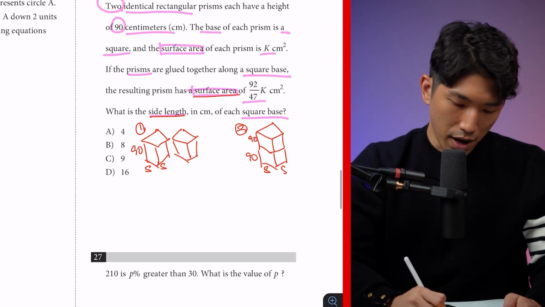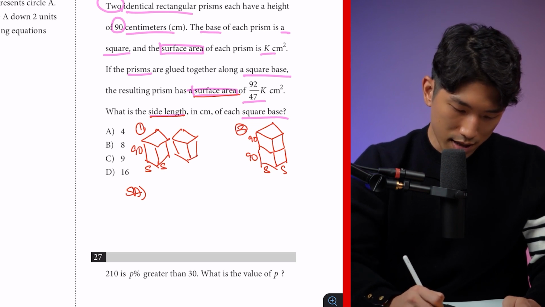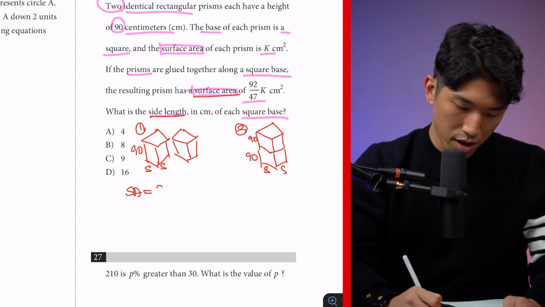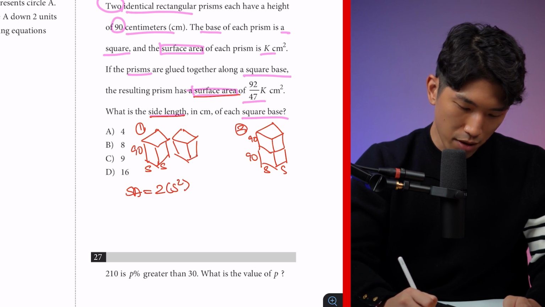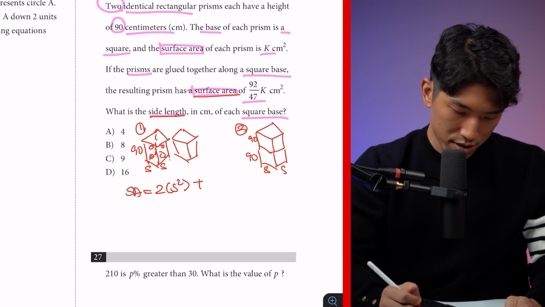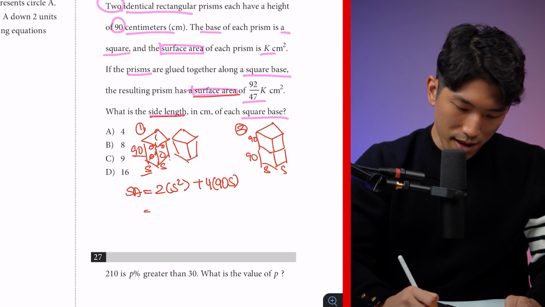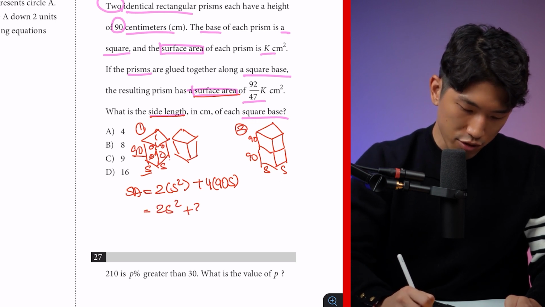So the surface area for a rectangular prism is going to be made up of the base at the bottom and base at the top, and that's going to be just S squared, and we have two of them, so we have 2S squared. And also the sides of the prism, like the front and the back portion. Each of them is going to be 90 times S, and we have 4 of them, so it's going to be 360S, like so. So surface area for one of them is going to be 2S squared plus 360S.